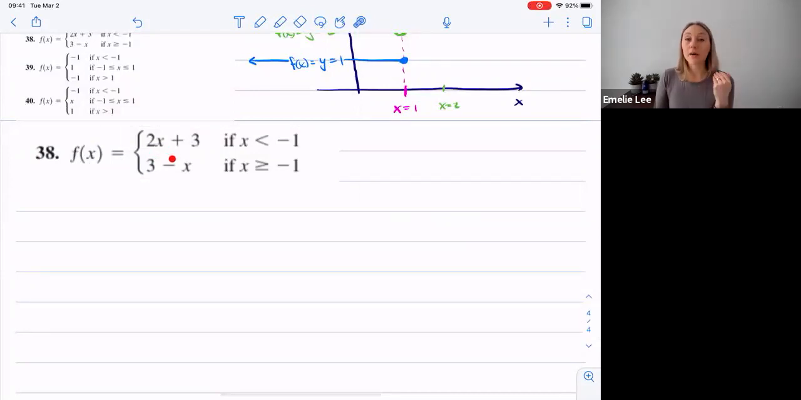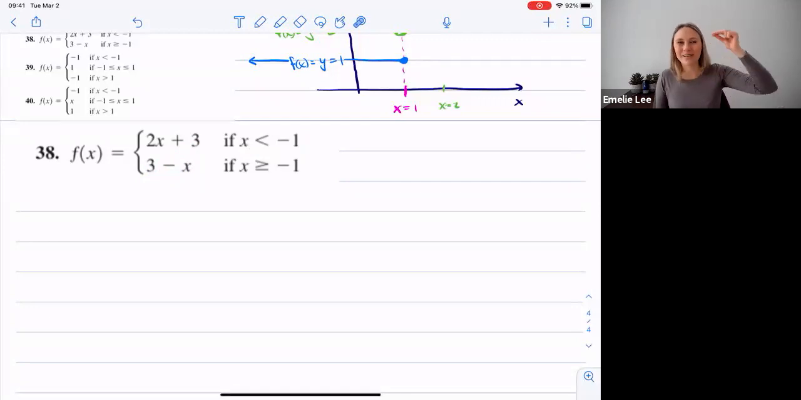Just having a look here, 2x plus 3, I recognize that that's a straight line. In fact, it's a straight line with a slope of 2 and a y-intercept of 3, right? 3 minus x, I also recognize that it's going to be a straight line, but with a slope of negative 1, so now it's going down, and a y-intercept of 3. Notice that they have the same y-intercept. So we know a lot about this function just right away. And it looks like our transition point here is going to be at x equals negative 1.